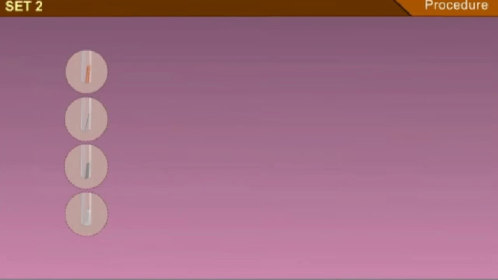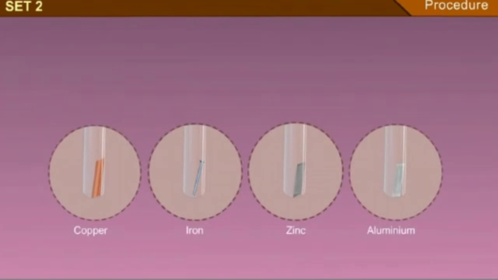Observations. 1. In case of copper metal, no change in color takes place. 2. In case of iron metal, no change in color takes place. 3. In case of zinc metal, a grey deposit of iron is formed on its surface. 4. In case of aluminium metal, a grey deposit of iron is formed on its surface. Conclusions. 1. Copper metal is least reactive. It is already proved in set 1. 2. Iron metal is less reactive than zinc and aluminium.